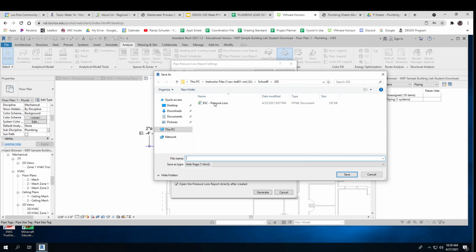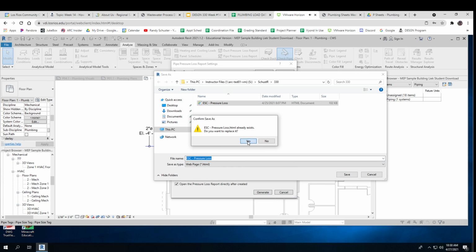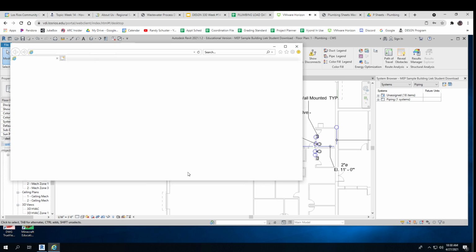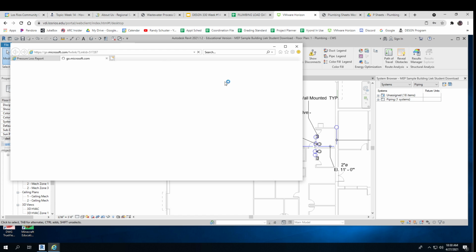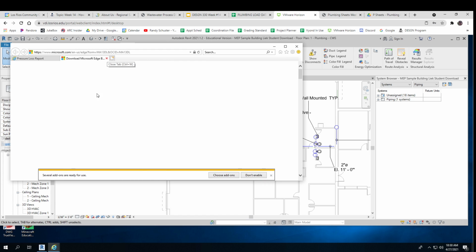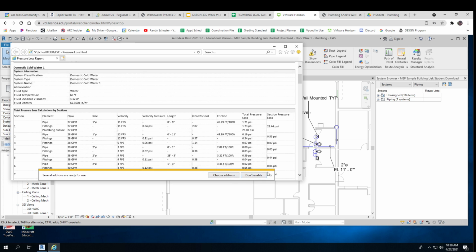And I have to save it somewhere. So I could go back and just open this up, but I'm showing you how to do it. Yeah, I'll replace it. It's the same one. And it's going to come up. There it is. And oh, I hate this stupid Internet Explorer thing. Always asking me what I don't want to do.